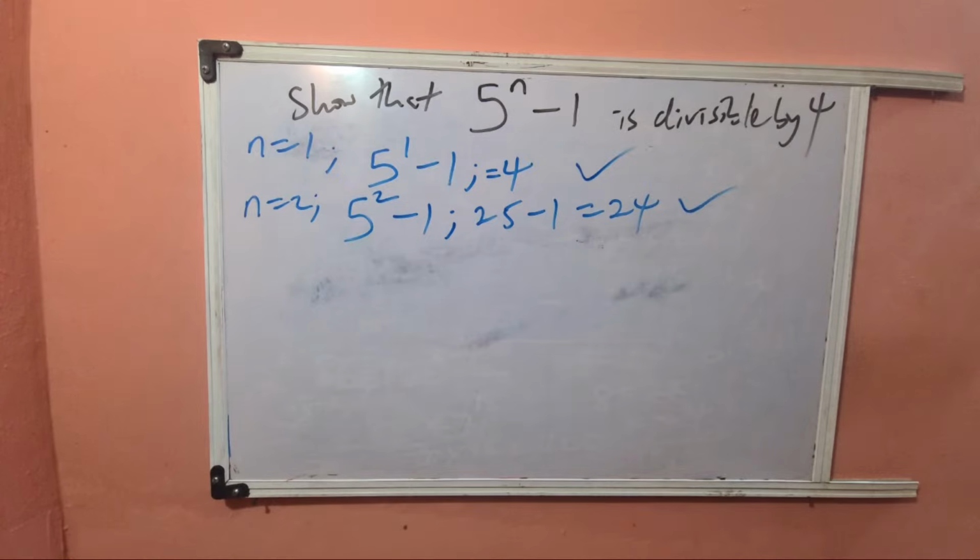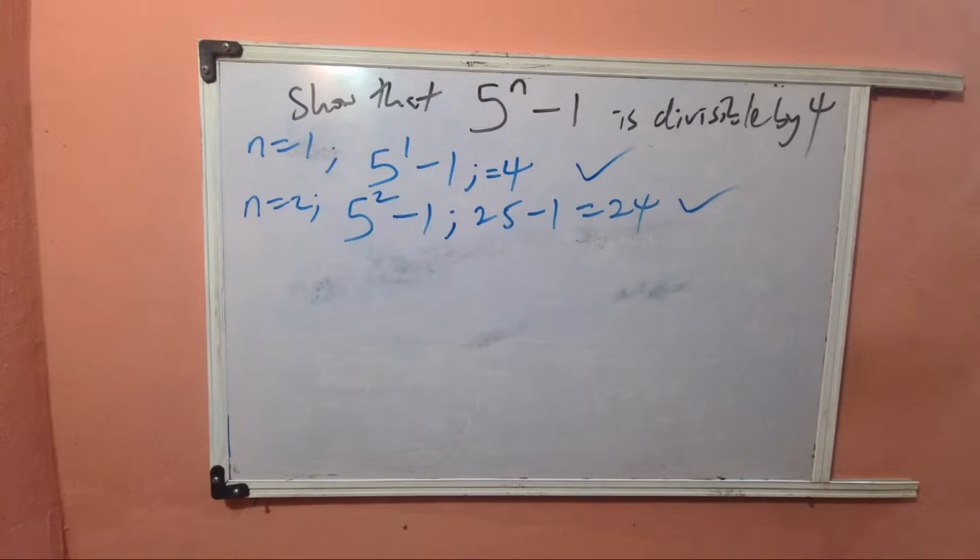So you can go on your own to try for 5 raised to power 3. 5 raised to power 3 is 125. 125 minus 1, that's 124. Is 124 divisible by 4? Yes, 31 times. So we are sure of our base step now that this works well.